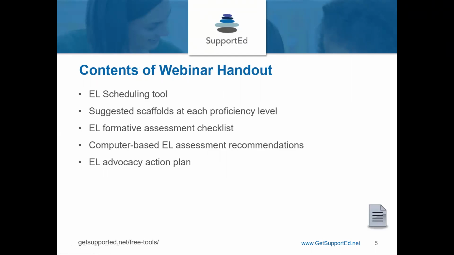And we've also shared with you by email today a webinar handout. So I encourage you to take these tools and bring them back to your context and use them and make copies and share them with your colleagues and do some professional development yourself around this topic. So in your handout, and I'll be referring to this as we go through our session today, you have an EL scheduling tool. You have a handout on suggested scaffolds at each proficiency level. There's a formative assessment checklist for English learners. There are recommendations for computer-based EL assessment. And then you have an English learner advocacy action plan. And you can find all of these tools also on our website. And that URL is listed at the bottom left, getsupported.net/free tools.